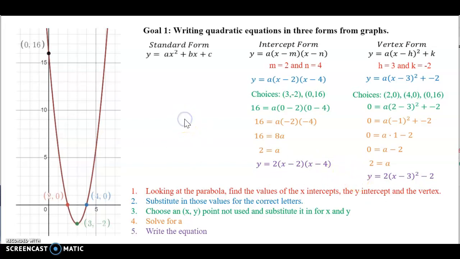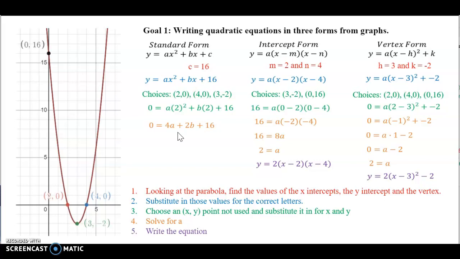Now let's try the standard form. Okay, standard form is y = ax² + bx + c, and c is 16, so we can plug that back into the equation, and you can choose any of the other points: (2, 0), (4, 0) or (3, -2). I chose (2, 0), and you have this equation, which simplifies to 4a + 2b + 16 = 0.